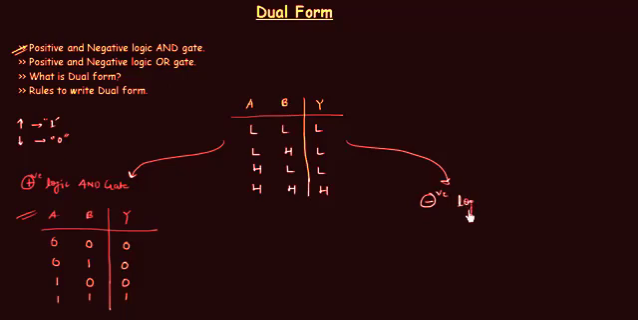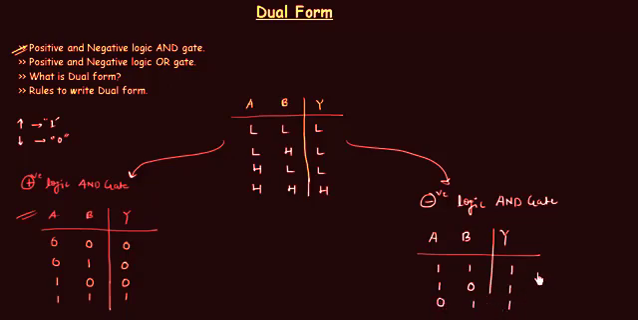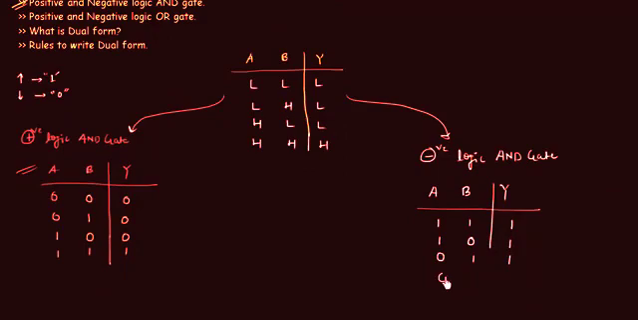The negative logic AND gate. We have 2 inputs, A, B, Y is the output, and in case of negative logic, the lower value is represented by 1. So we have 1, 1, 1. The higher value is represented by 0. So we have 0, and we have 1, then 0, 1, 1, and finally we have 0, 0, 0. So this is the truth table for negative logic AND gate. Now we will move to positive and negative logic OR gate.